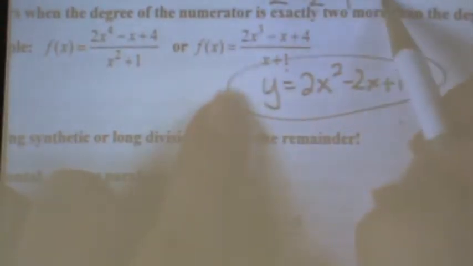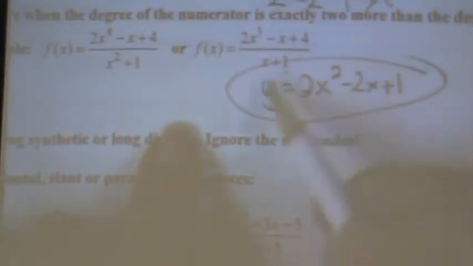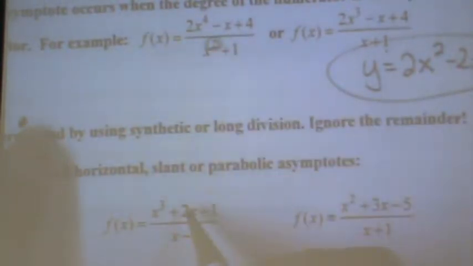You put your negative 1 outside. Your 2, your 0, your negative 1, and your 4. Bring down the 2. Multiply, add, and you don't need the remainder. So 2x squared minus 2x plus 1 is your parabola. Now for this one, you'd have to do long division because you can't do synthetic. You know you can't do synthetic because of that too.